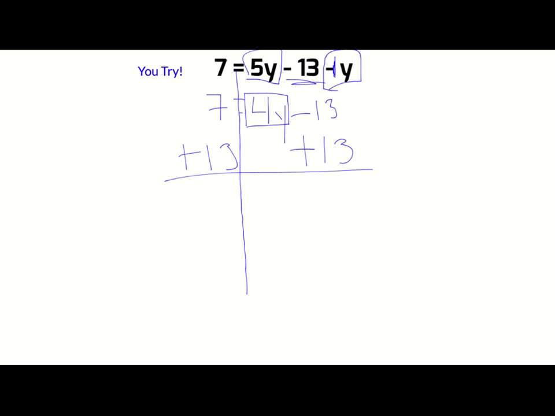When I add 13 to both sides, on the left I have 7 plus 13, which is 20. And on the right, since the 13's cancel, I'm only left with 4y. Since I only have 4y, I need y by itself. The 4 and y are being multiplied. We're going to divide by 4 on both sides. 20 divided by 4 is 5. And on the right, since the 4's will cancel, we have our variable y. So the answer to this U-try is y equals 5.